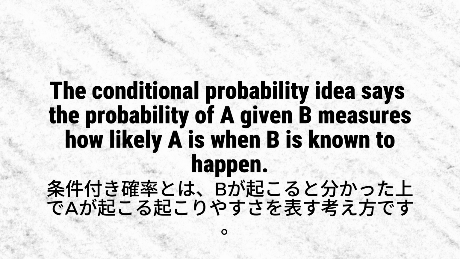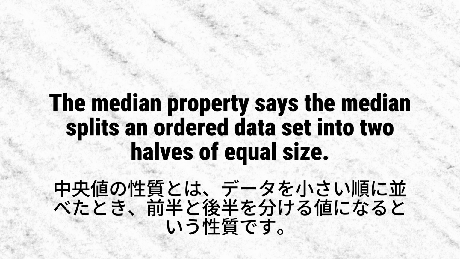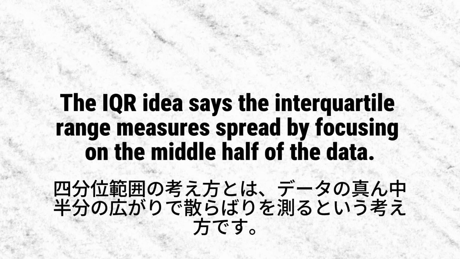The conditional probability idea says the probability of A given B measures how likely A is when B is known to happen. The law of large numbers, informal, says relative frequencies tend to settle near the true probability as trials increase. The median property says the median splits an ordered data set into two halves of equal size. The IQR idea says the interquartile range measures spread by focusing on the middle half of the data.